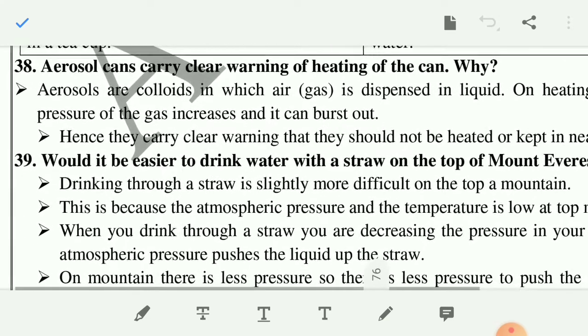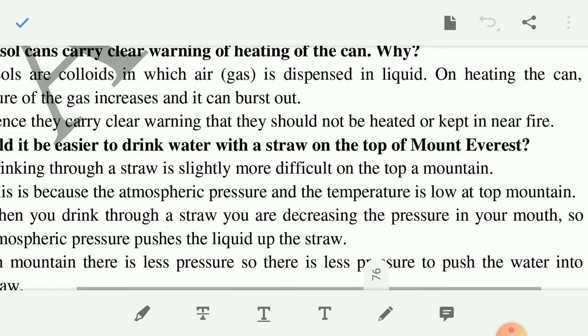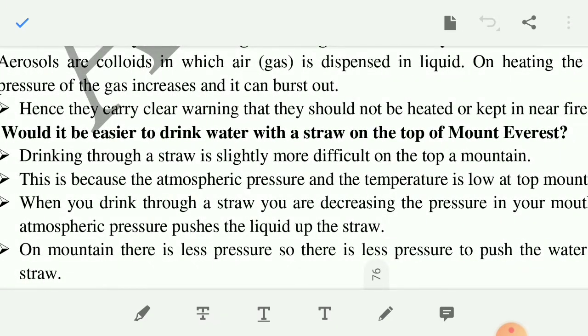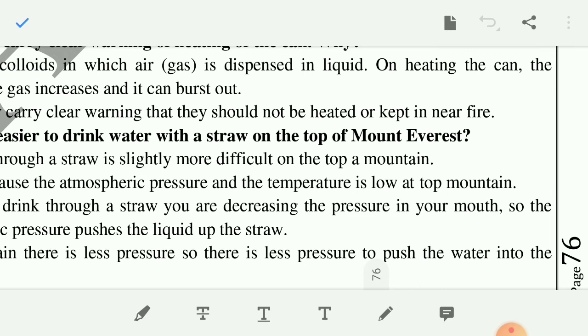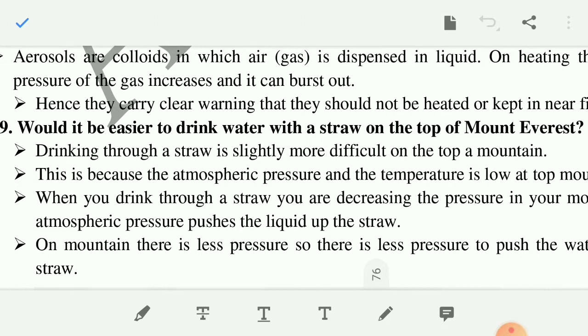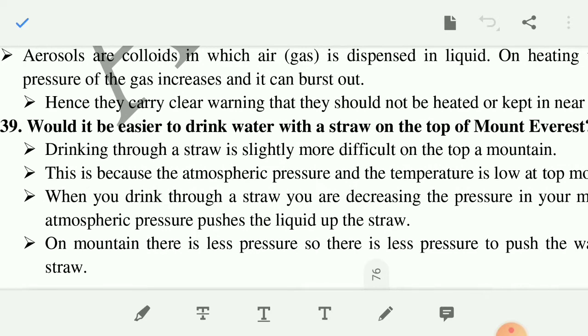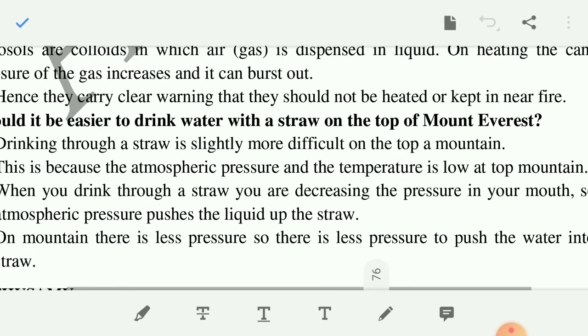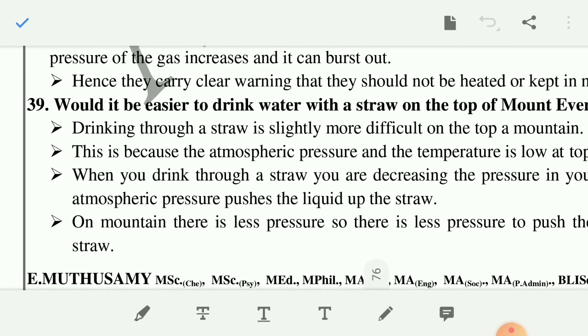The next one, would it be easier to drink water with a straw on top of Mount Everest? The reason is, drinking through a straw is slightly more difficult at the top of a mountain. This is because the atmospheric pressure and temperature are very low at the top of the mountain. When you drink through a straw, you are decreasing pressure in your mouth, so that the atmospheric pressure pushes the liquid up the straw. On the mountain there is less pressure, so there is less pressure to push the water into the straw. So these are the reasons.